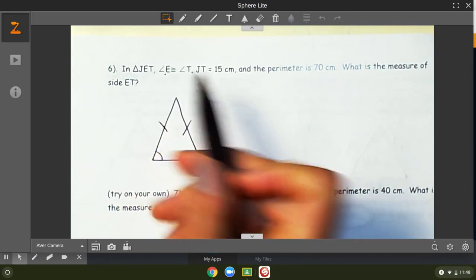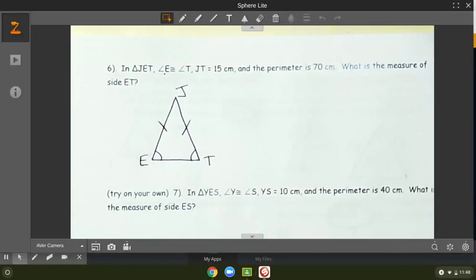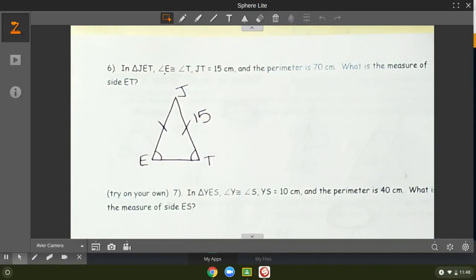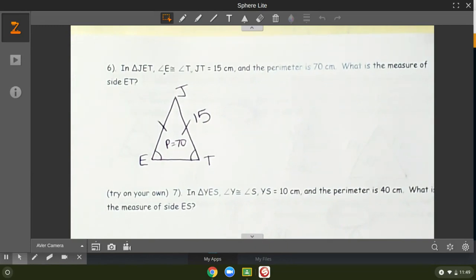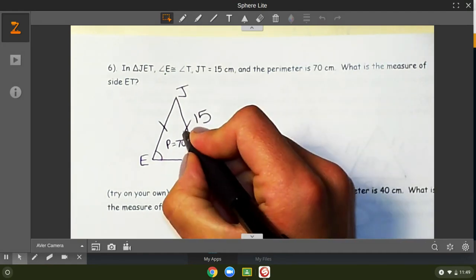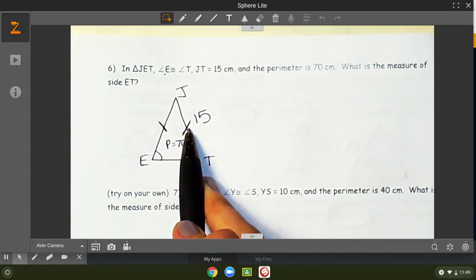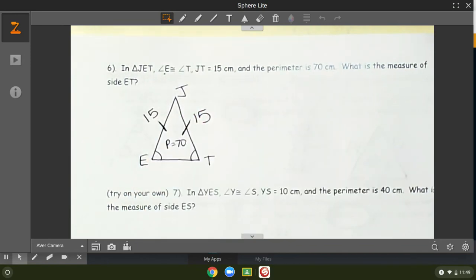Now, angle E is equal to angle T, so those go at the bottom, and J goes at the top. All right, now let's continue writing. JT is 15, and the perimeter is 70. What is the measure of side ET? Well, let's look at the picture. Is there anything else we can mark in the picture? We sure can, because side JE has a dash, just like the side with 15 on it. So this missing side also has to be 15.